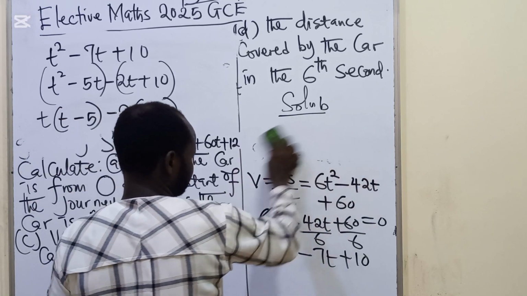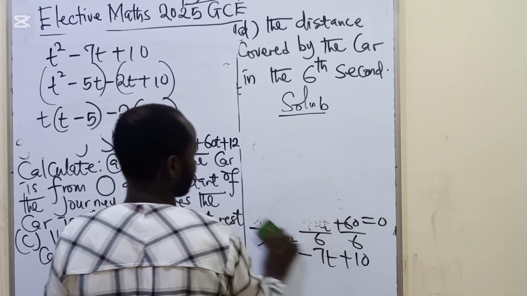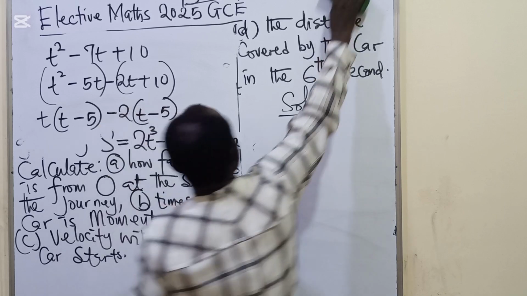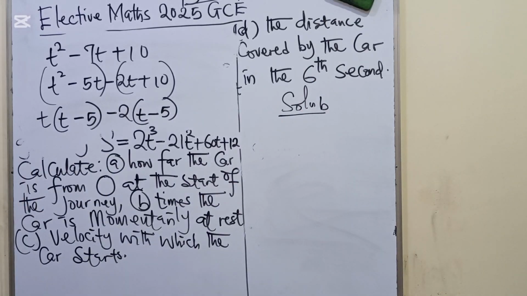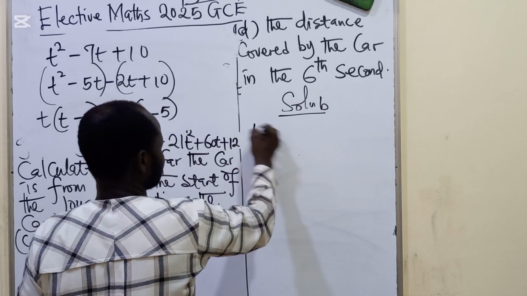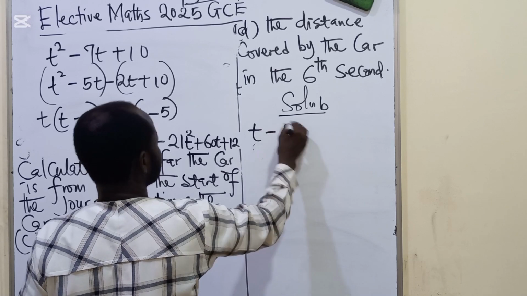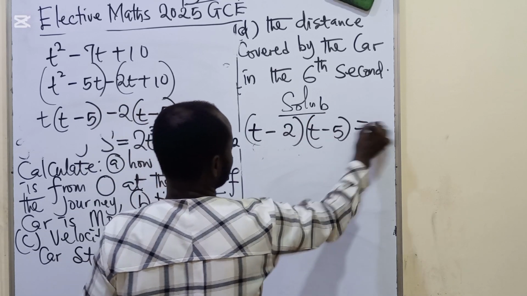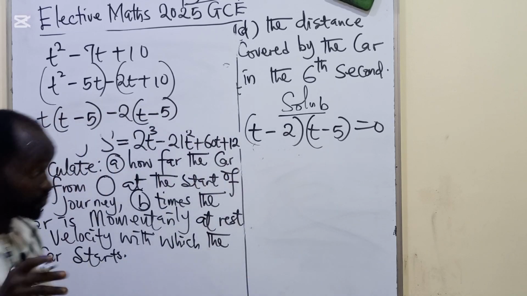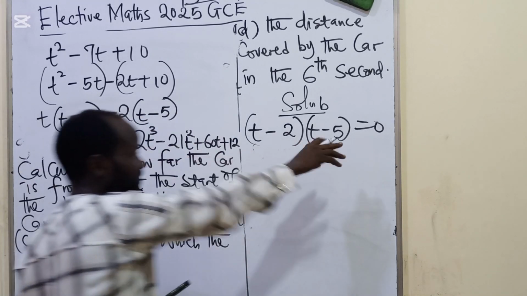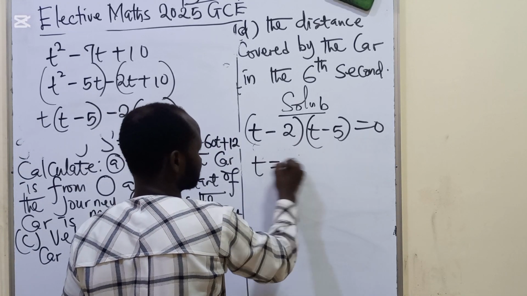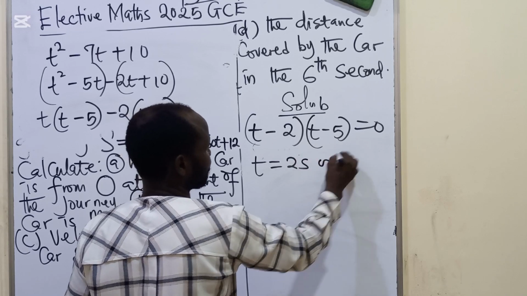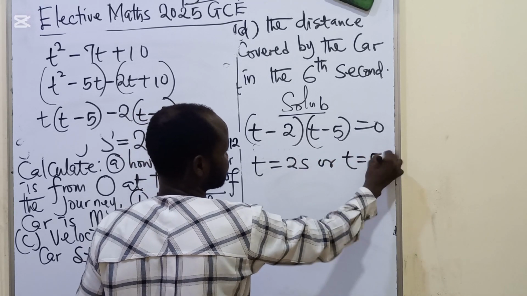We are looking for t now. You realize that what we have in the bracket are the same. Let's pick what we have outside: t minus 2, then t minus 5 equals 0. Either t minus 2 is equal to 0 or t minus 5 is equal to 0. So we will have that t is 2 seconds or t will be 5 seconds.